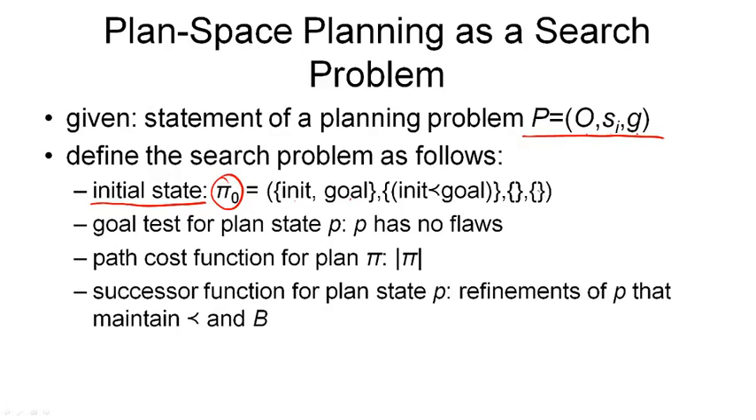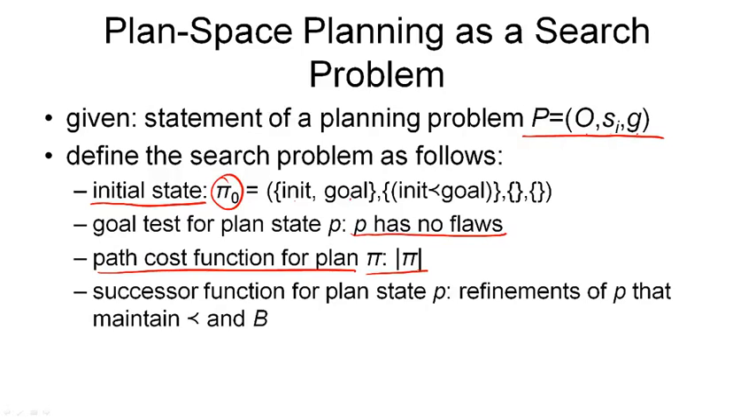The goal test, as we have just seen, is simply to check whether a plan has flaws. If it has no flaws, then our plan is a solution state. What I haven't mentioned so far is the path cost function. That's simply because the path cost function is not very relevant here. You can choose pretty much anything you like, for example, the length of the plan as usual. Note that this path cost function would not be related to the cost of the plan refinement operations, but to the cost of the plan that we're searching for.